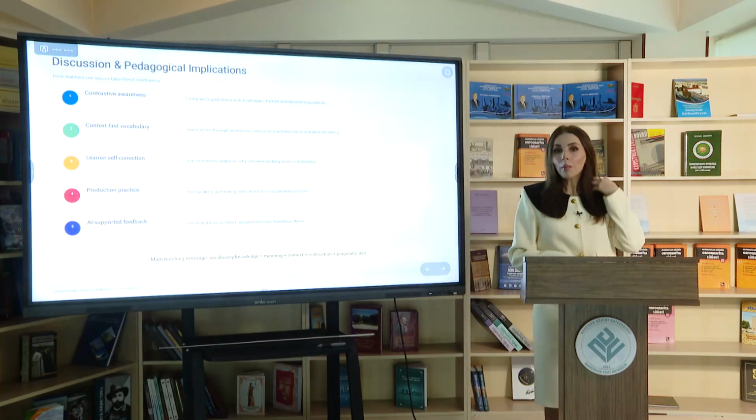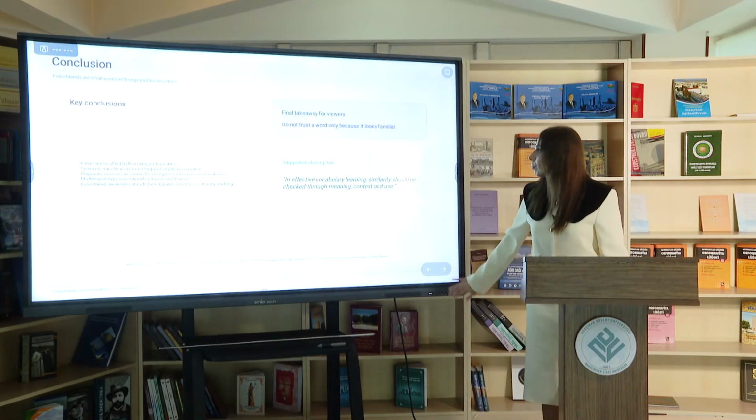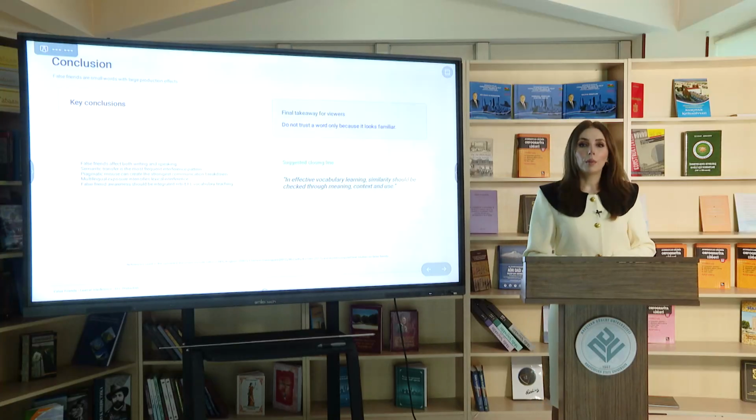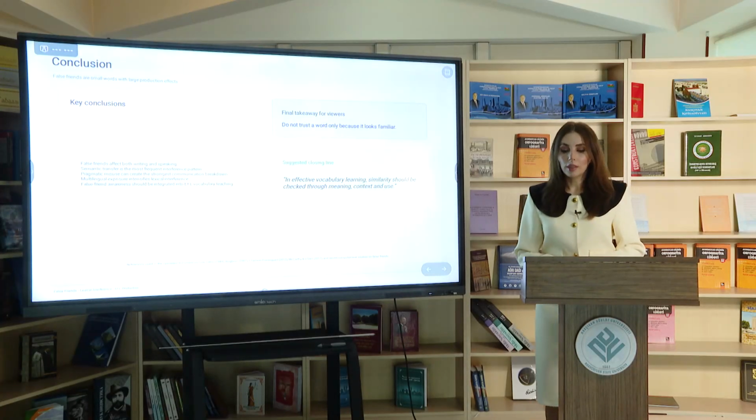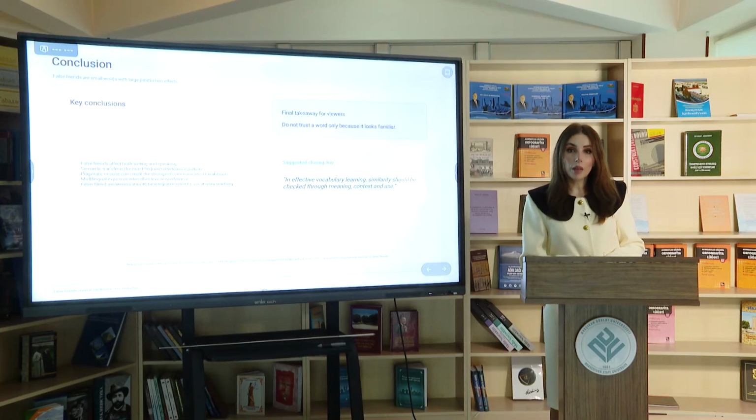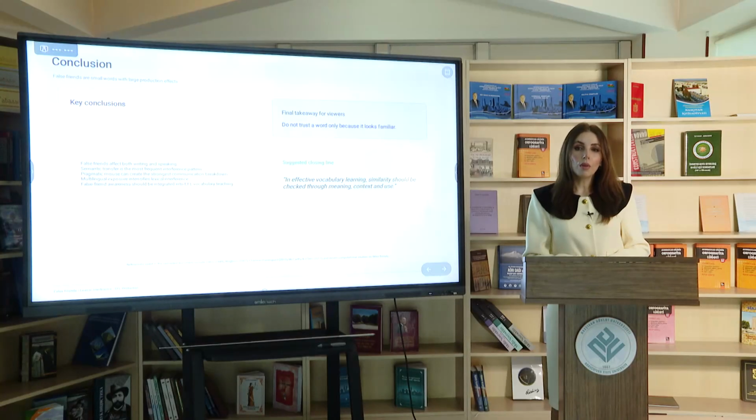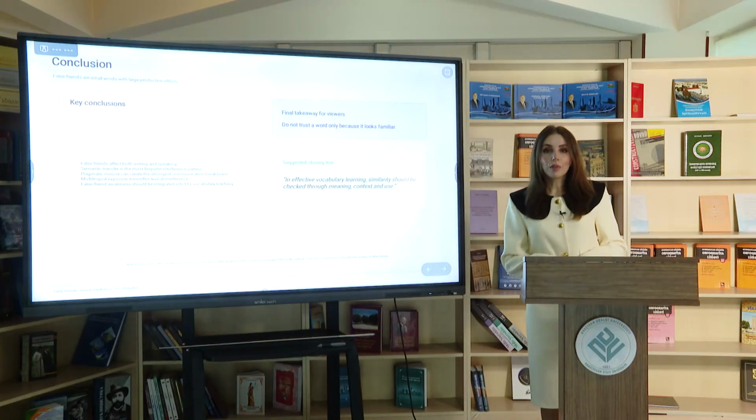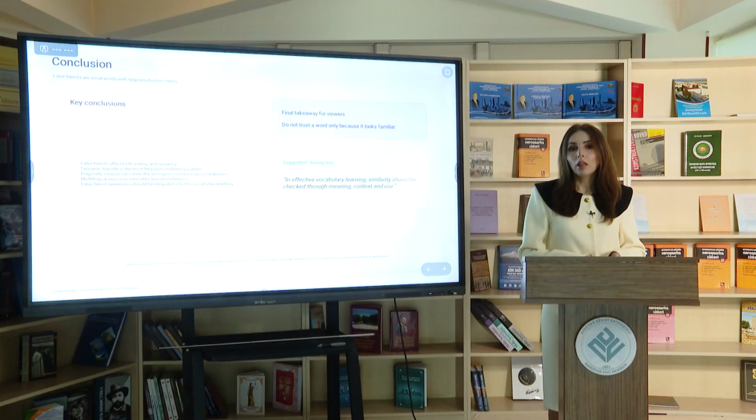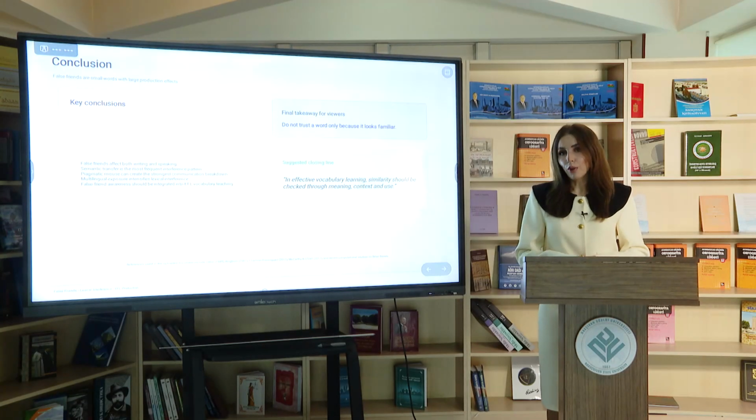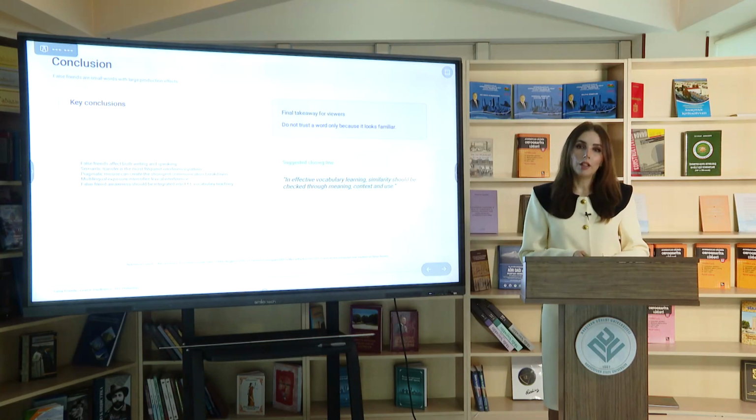And to sum up, false friends are familiar-looking words, but misleading words at the same time. If learners are not aware of these types of words, they may produce inaccurate, unnatural, and confusing English. Therefore, awareness of false friends becomes an important part of vocabulary teaching in EFL classrooms.